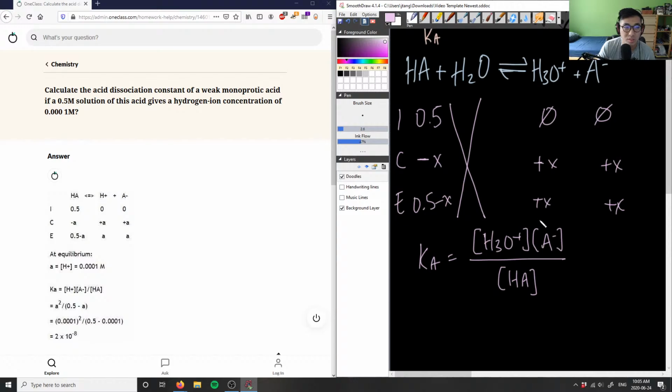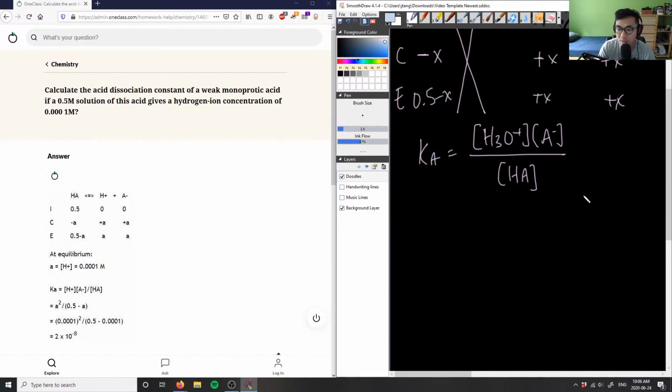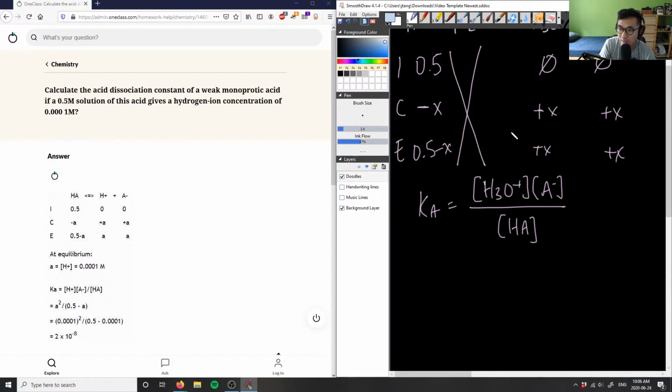So do we have the tools to solve this? Well, we do, because it gives us 0.5 molar solution of our acid, but it also gives us a hydrogen ion concentration of 0.0001, which means our concentration of the hydronium ion is 0.0001. So our x here is going to be 0.0001 molar, which means if this is our x, this also has to be x, so this would have to be 0.0001. And then this HA minus x would be simply whatever 0.5 minus that is.